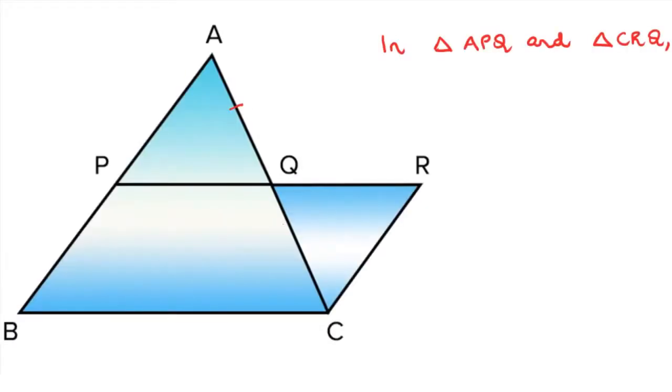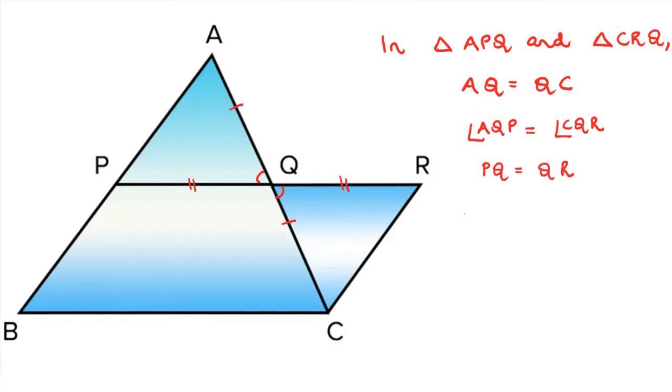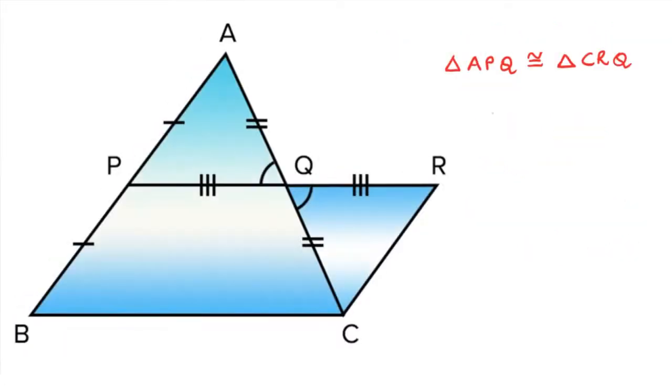Now in triangle APQ and triangle CRQ, AQ equals QC, and angle AQP equals angle CQR because they are vertically opposite angles, and PQ equals QR. So both these triangles, triangle APQ and triangle CRQ, are congruent triangles by the SAS test. So the corresponding angles, angle PAQ and angle RCQ, will also be equal.